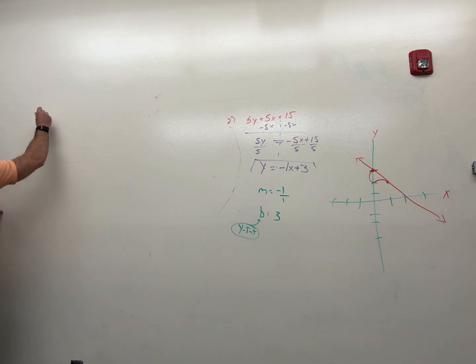Okay, let's go. 3x minus 4y equals -12. Okay, I want you to graph it. I don't care how you graph it, I want you to graph it.